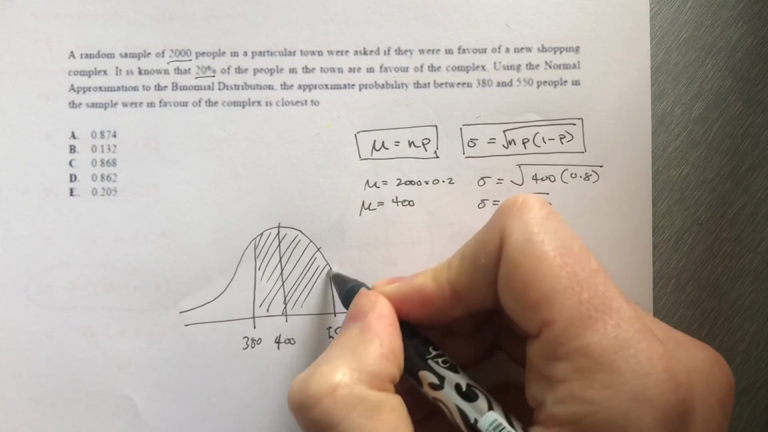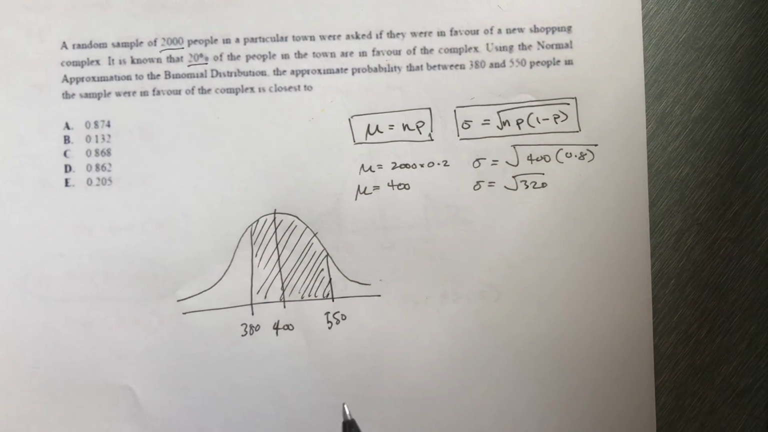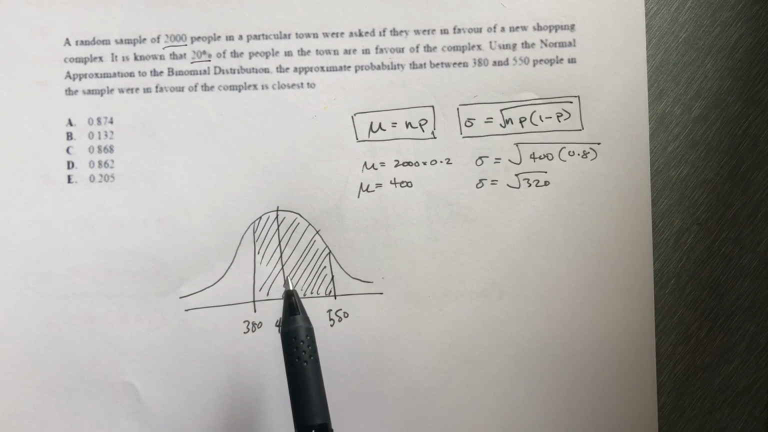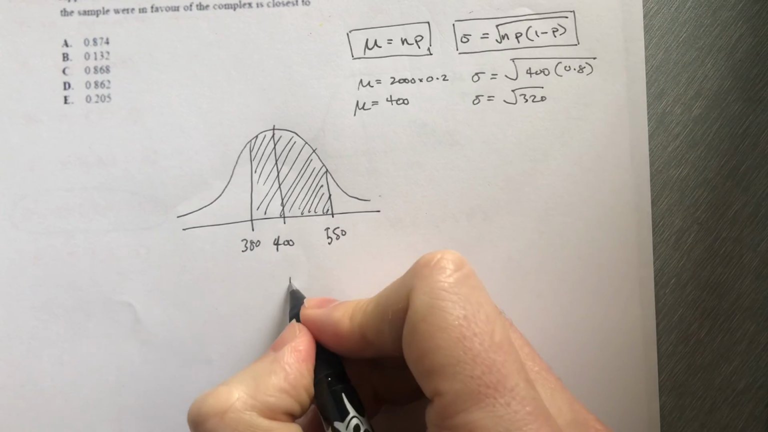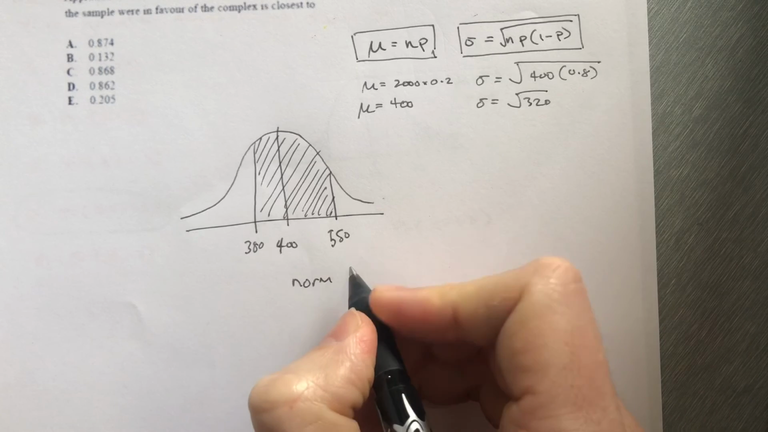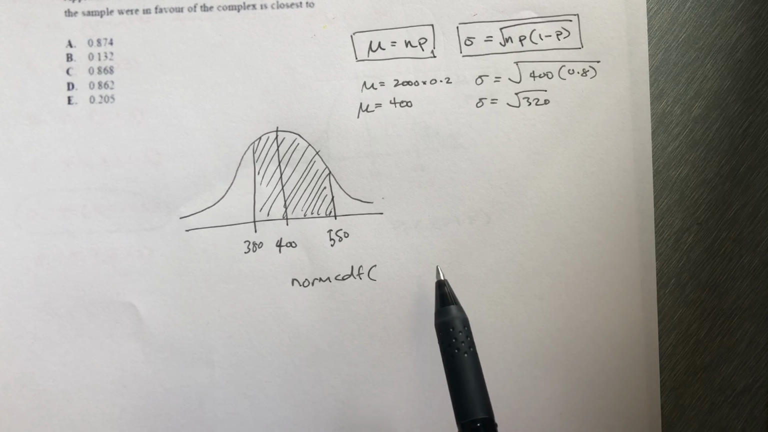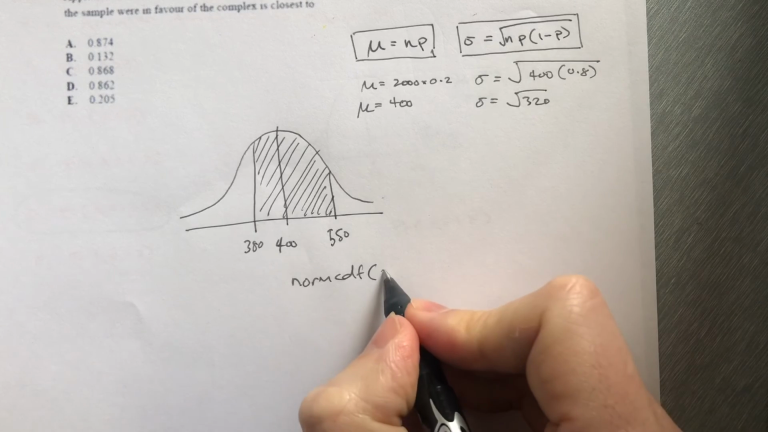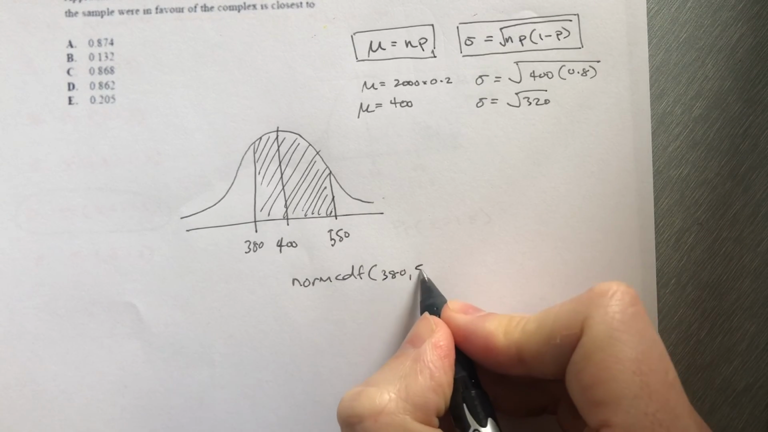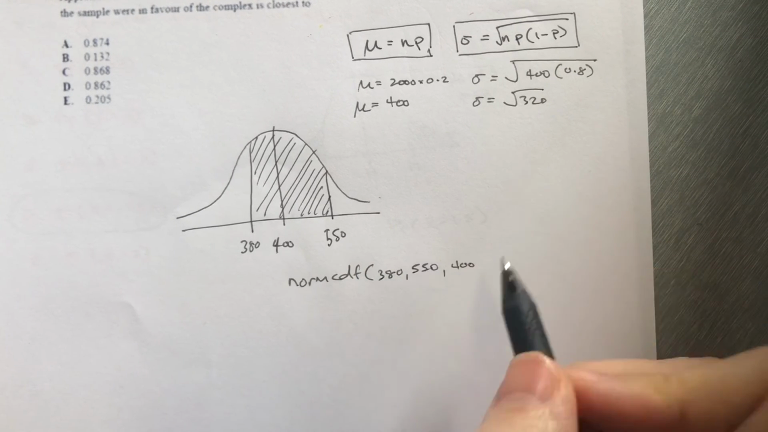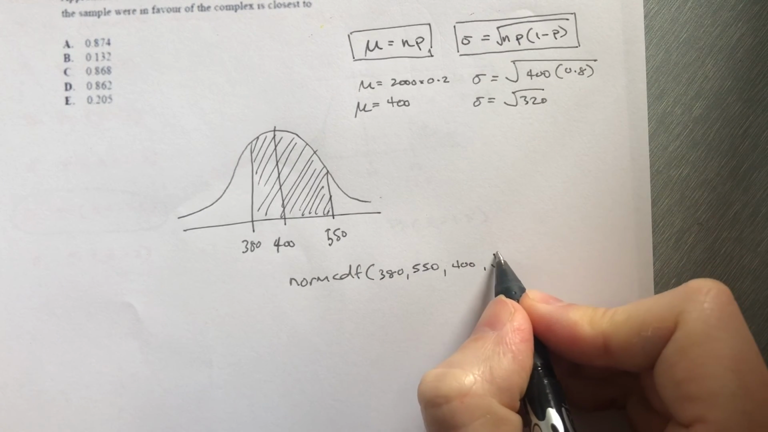Now hopefully we remember from the examples before, we're given these x values here and we want to work out a probability. So we'd have to use normal CDF. We're going straight to our CAS. So norm CDF, go through the menus and find that. The first thing it asks you for is the lower boundary, which is 380. Then the upper boundary, which is 550. Then it wants the mean, which is 400, and it wants the standard deviation, which is root 320.